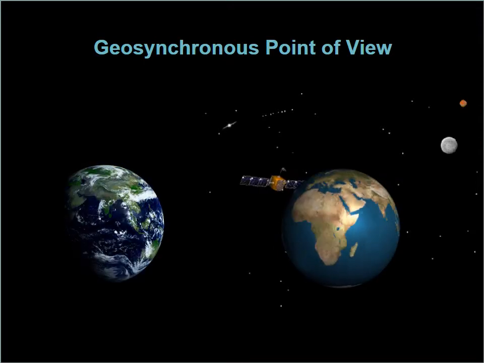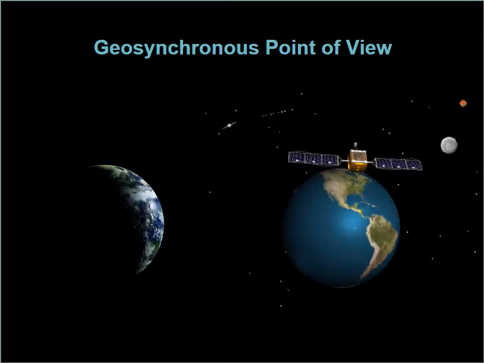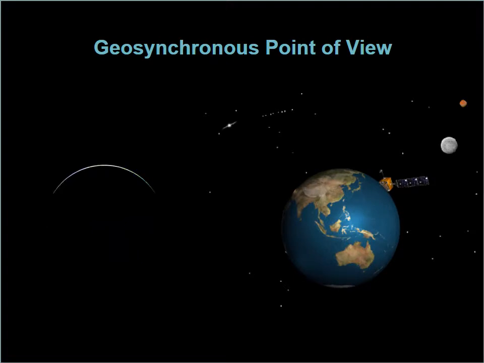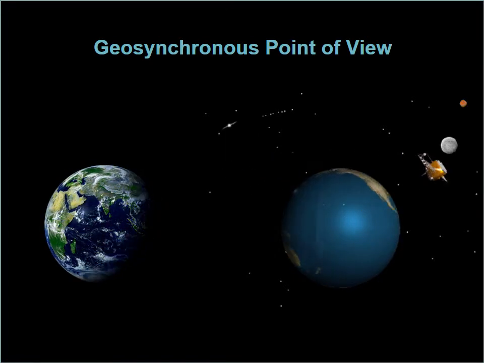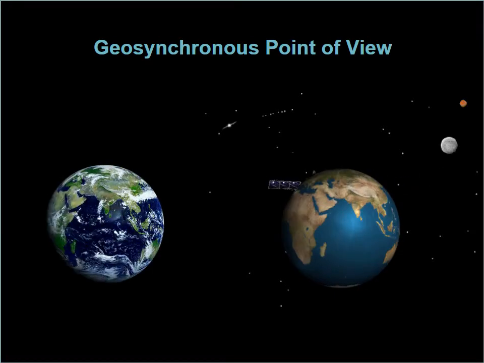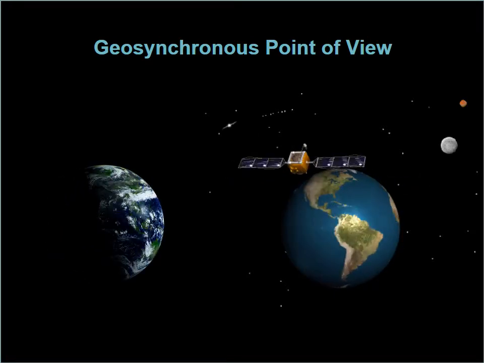Considering the Earth's spin, the view on the left shows the view of the Earth from a geostationary satellite, while the view on the right shows an outsider's view of the Earth's spin synchronous with the satellite's orbit around the Earth.